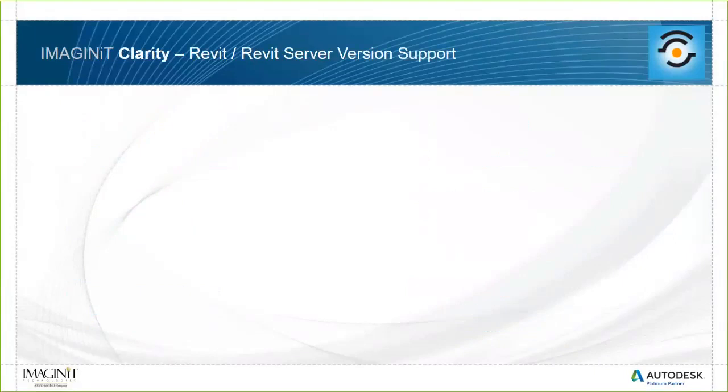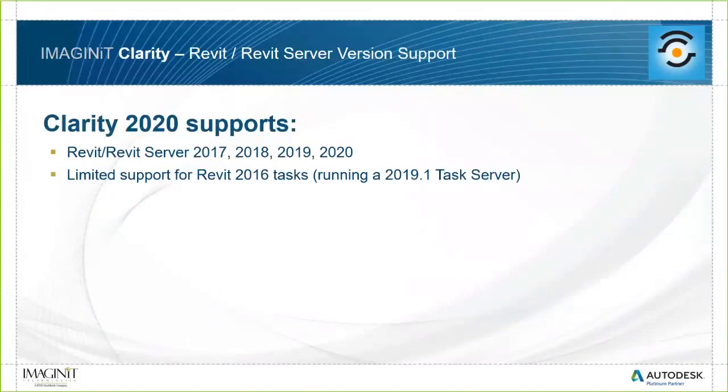So now, leaving that behind, I want to move into 2020 and what's new. First of all, Clarity 2020 supports Revit Server 17, 18, 19, and 20, of course. And we do have some limited support for 2016 tasks. You just need to install the 2019 task server on the computers in order to run those if you have some legacy files.